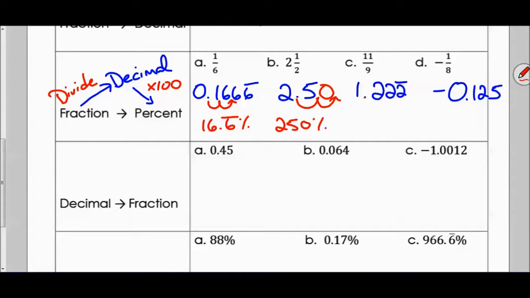Same thing here, we're jumping over 2 spots. 1, 2, it ends up in between these 2's. Really, those 2's are going to go on forever, so this is 122.2%. Same thing with the negative, it really doesn't change the process. Move 2 spots, that's negative 12.5%. We're just moving the decimal. The percent is always going to look bigger than the decimal. It's still representing the same value.